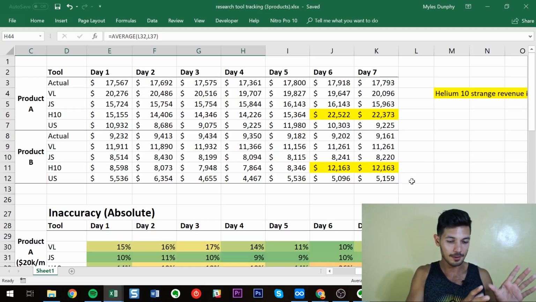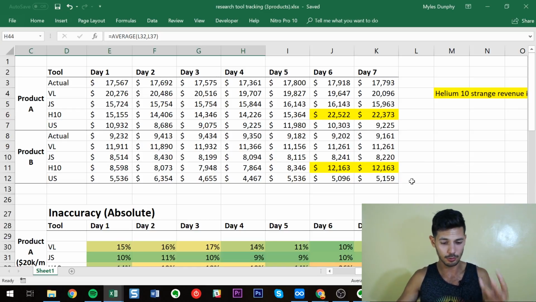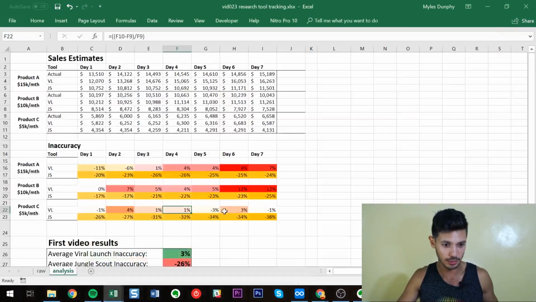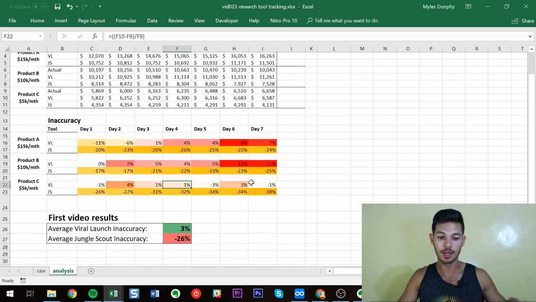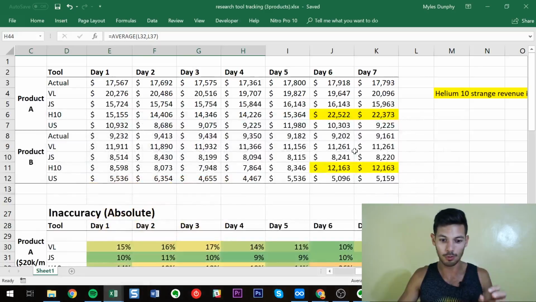So I compared my actual products in the previous video. I think it was 3 products. I'll just jump back and show you. 3 products, the real data, so the real sales data that I was getting day by day versus what Viral Launch and Jungle Scout Chrome extensions thought that it was. Now, in that previous video, my conclusion out of that data was that Viral Launch was really accurate. It was only 3% off, which is great, obviously. And Jungle Scout was pretty bad, at 26% off. So the conclusion there was stop using Jungle Scout, start using Viral Launch.